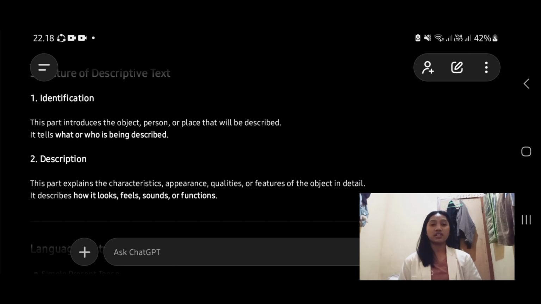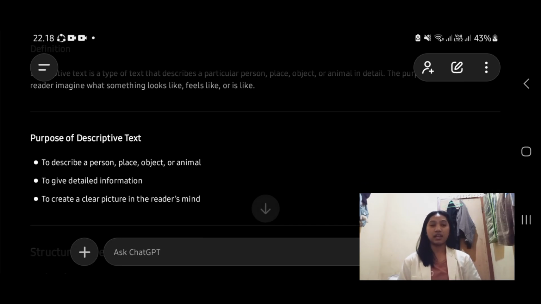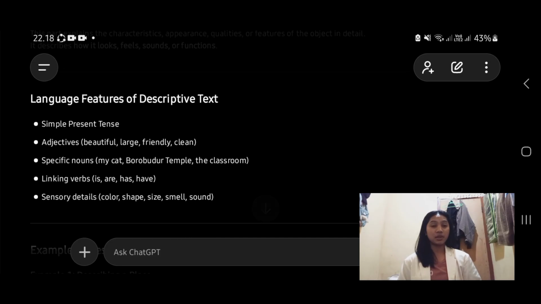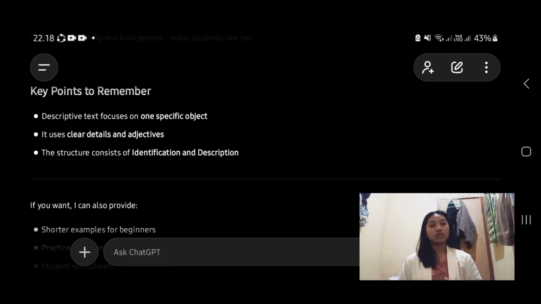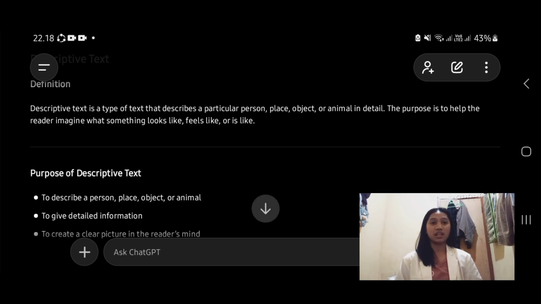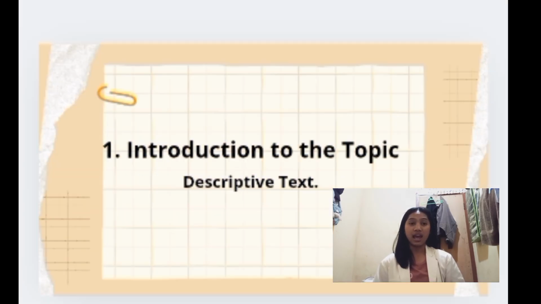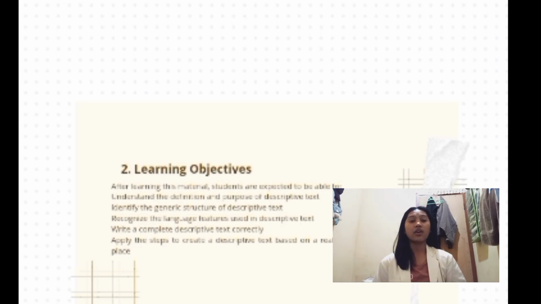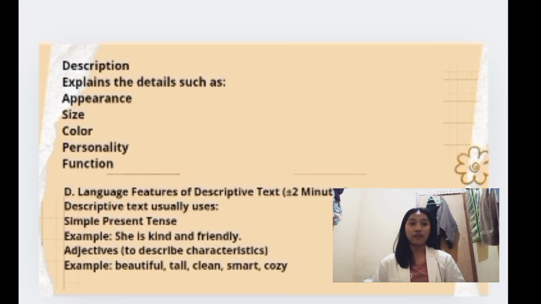And this is the result of my material after I searched in ChatGPT. And you can look here on the screen by yourself at the explanation given by ChatGPT. And after I got the explanation from ChatGPT, I made the PPT in the Canva application.